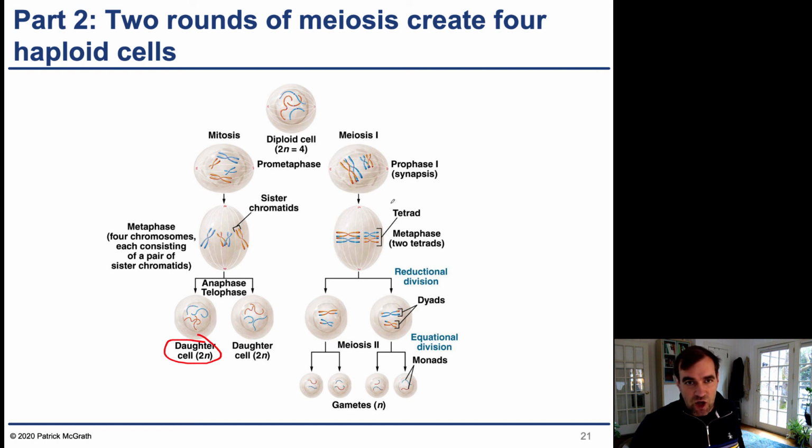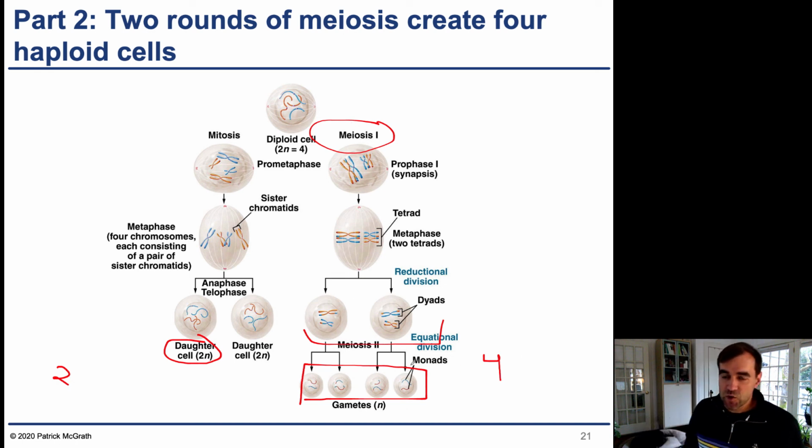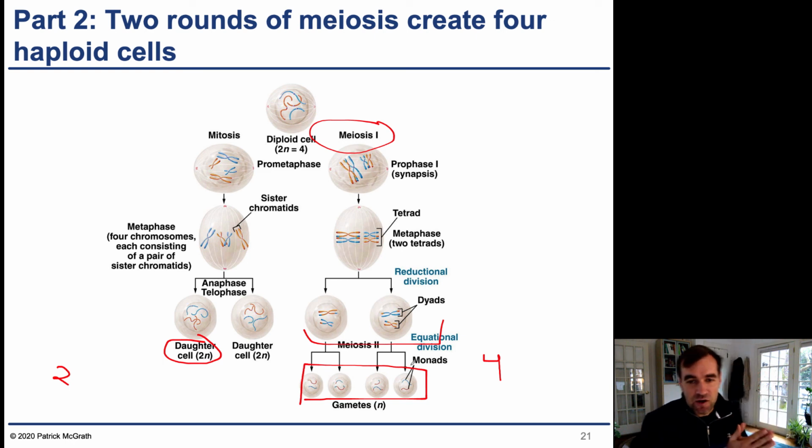In order to create haploid cells in meiosis, you need to undergo two rounds of division. You have a first division, called Meiosis I, and that results in these two cells. Then you have a second round of division that results in four haploid cells. So the result of mitosis is two diploid cells, and the result of meiosis is four haploid cells, because there are two rounds of division. That was one of the goals, to create haploid cells. The other goal is to create genetic variation. So how does Meiosis I create genetic variation?